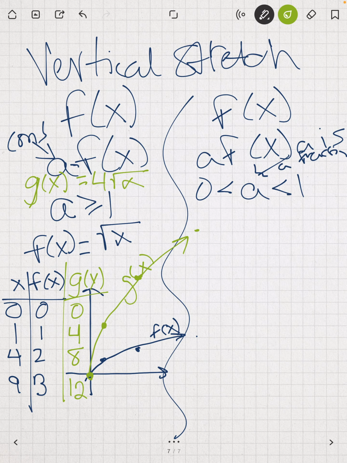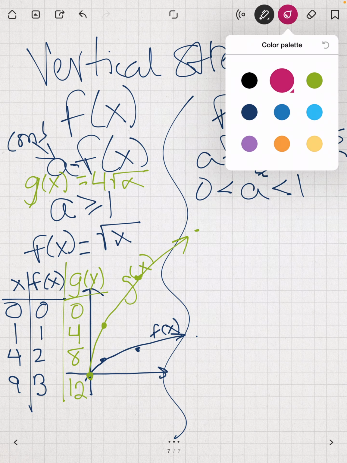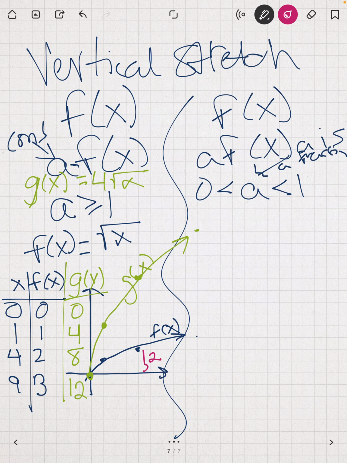And just like when we did our vertical shift, we could look at this as being 2, and because our a is a 4, 2 times 4 is 8, right? So that distance from the axis to the point gets stretched that far. It gets stretched all the way up to 8.